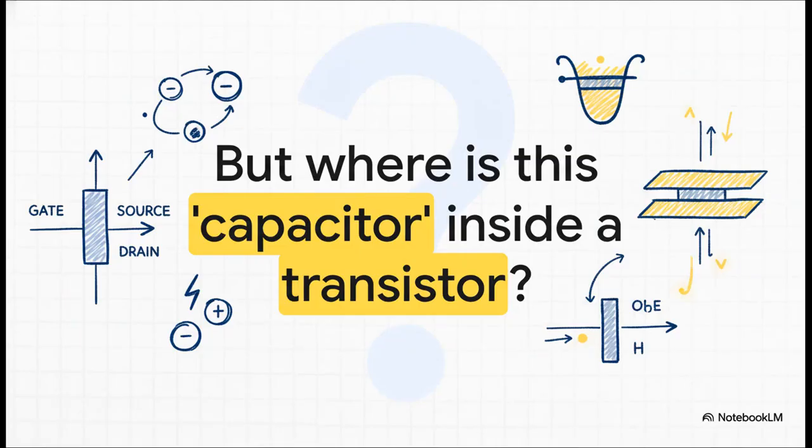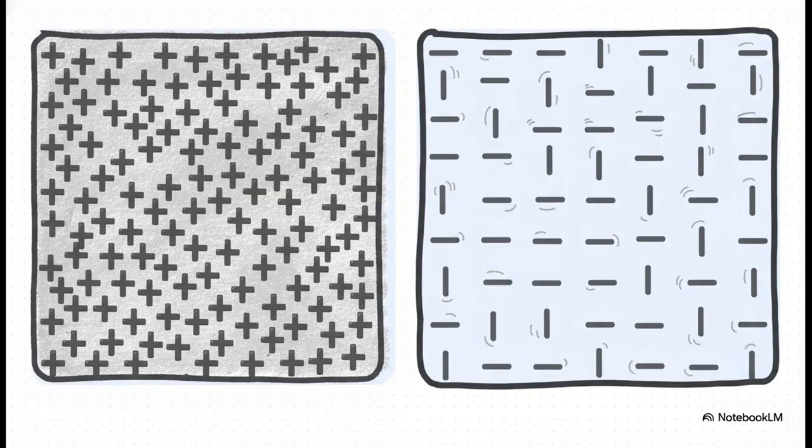That's the real head scratcher, isn't it? If you look at a diagram of a transistor, you won't see a part labeled capacitor. So where is this phantom component hiding? Well, to find it, we've got to go deeper into the physics of the semiconductor itself. The answer is right there at the heart of the transistor, the p-n junction. This is just the spot where two different types of semiconductor material meet up. You've got p-type material, which has a bunch of positive charge carriers called holes, and then you've got n-type material, which is swimming in free electrons.